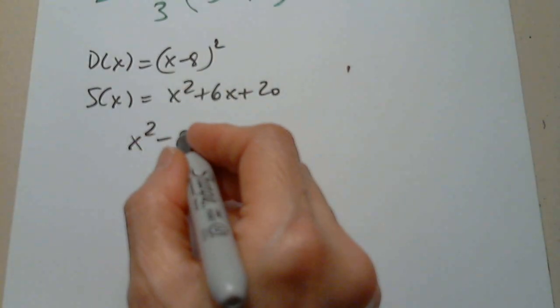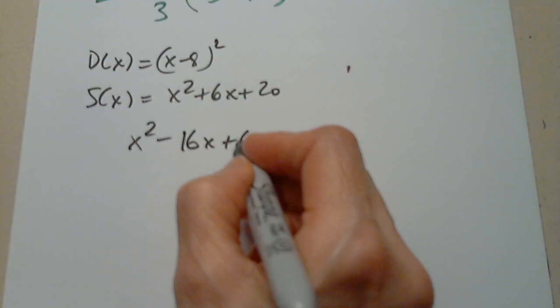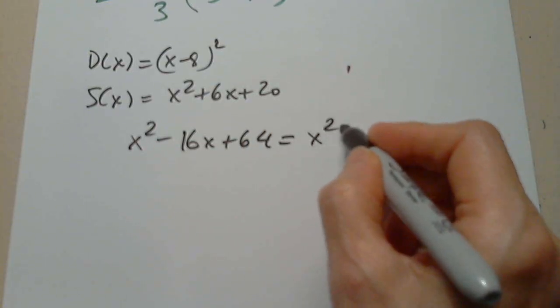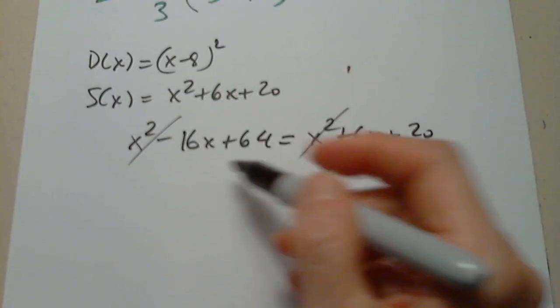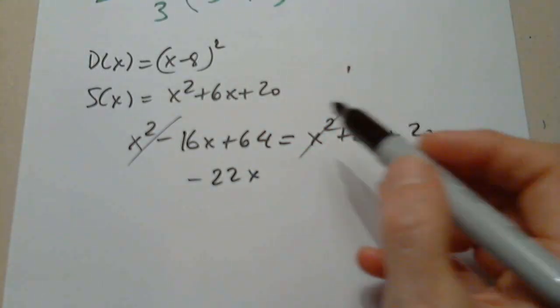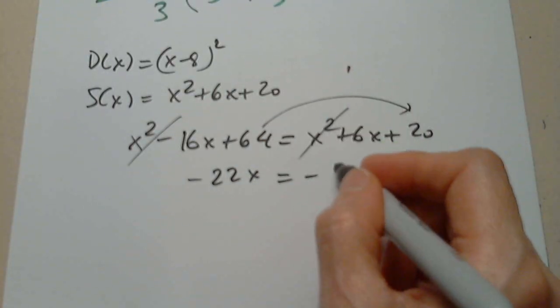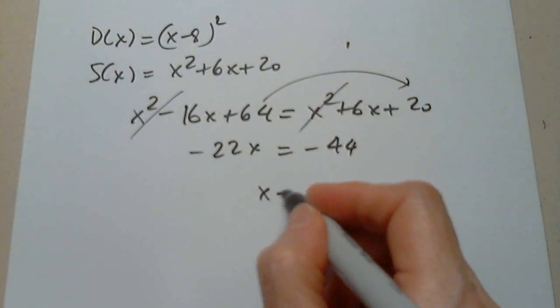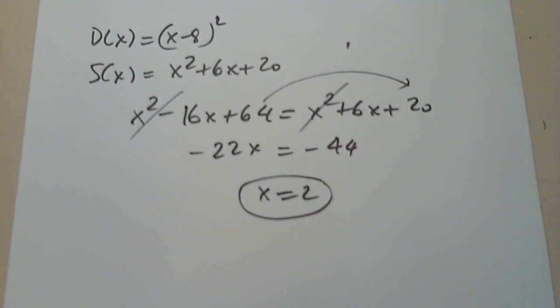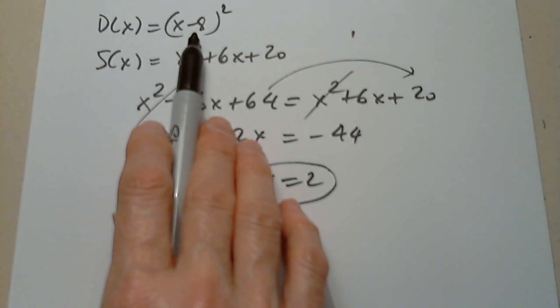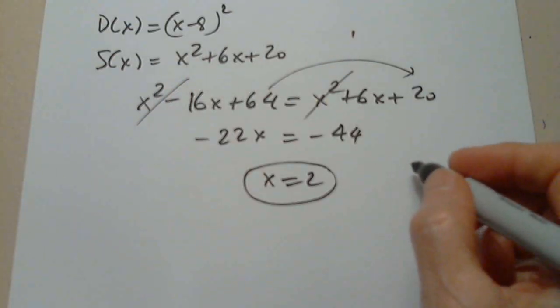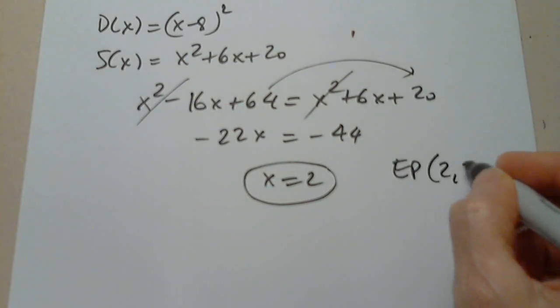x squared minus 16x plus 64 equals x squared plus 6x plus 20. I subtract and I get negative 22x, and then I move this and I get negative 44. So then x is 2. When I plug in, 2 minus 8 is negative 6, negative 6 squared is 36. So the equilibrium point is (2, 36).